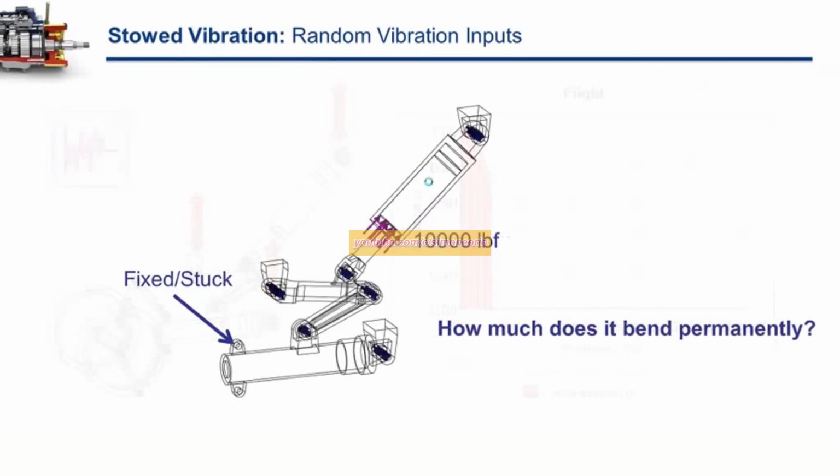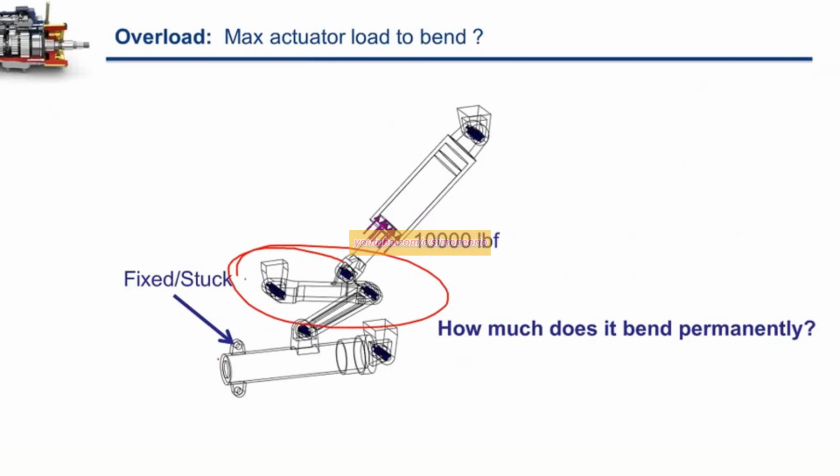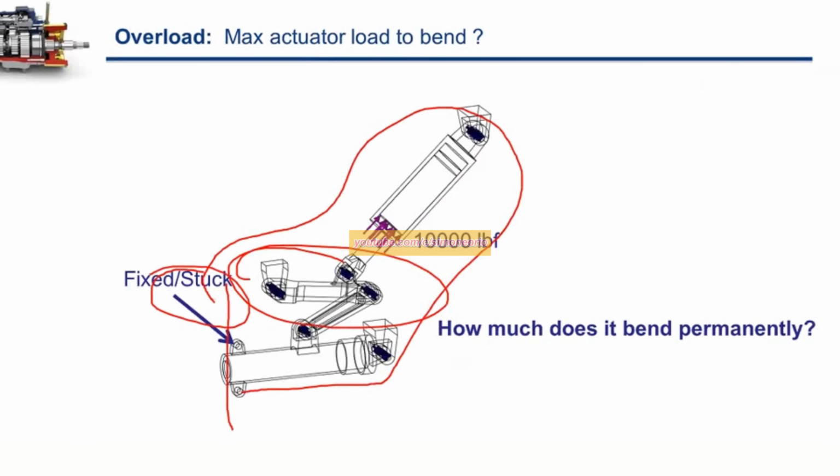Now the last type of simulation that we're going to look at today is going to be an overload case. Let's say that we're stowed and we're going to pull our gear out, or we're pulling it up, and for some reason we're jammed at the gear. I'm looking at this particular link in general, so I really don't need to include much more in the model in this case other than the cylinder and then the rest of the system. So we're fixed and stuck right here, 10,000 pound force on our actuator. How much are we going to permanently bend the model?